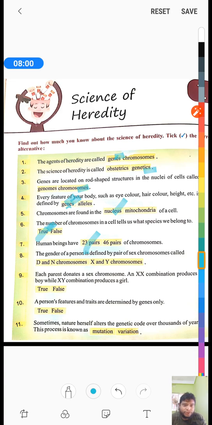the species Homo sapiens. The gender of a person is defined by a pair of sex chromosomes called X and Y chromosomes. This is very easy. You will also understand. So, what will it be? Gender is defined by X and Y chromosomes. So, if you have chosen X and Y chromosome, then you are absolutely correct.